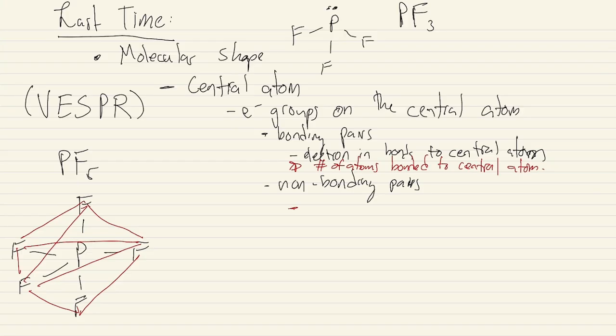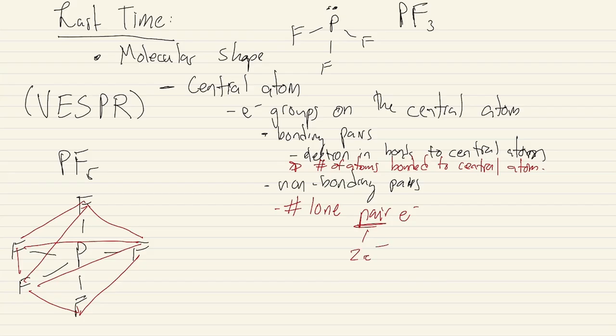This would be the lone pair electrons, right? These are lone pair. The number of lone pair electrons. So when I looked at that PF3 up there, how many non-bonding pairs do we have? 2, or we have 1, right? Because it's a pair of electrons, this means 2 electrons, right?